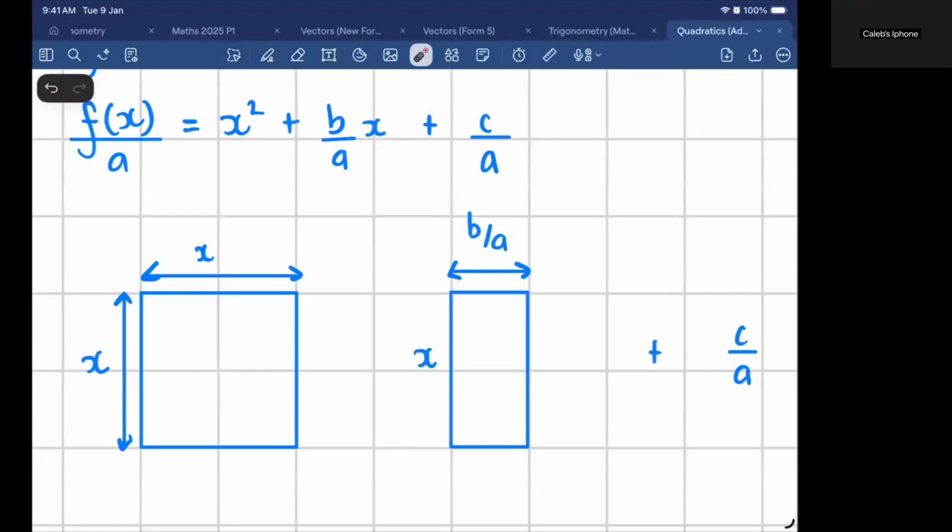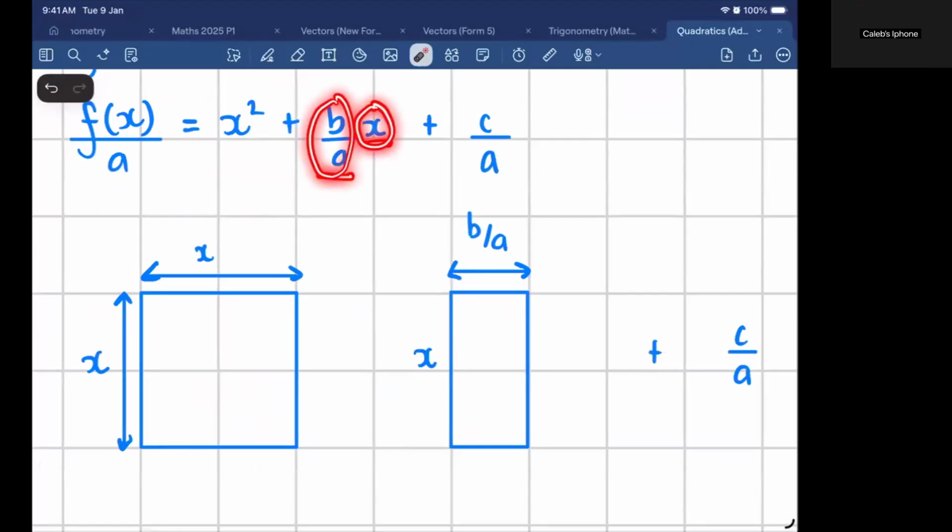If a shape is a square, doesn't that mean the lengths are the same? Yes, sir. Okay, so x squared, isn't that x by x? Yes. Isn't x the same? Yes. Okay, so over here we're multiplying b over a by x. Is b over a and x the same thing?